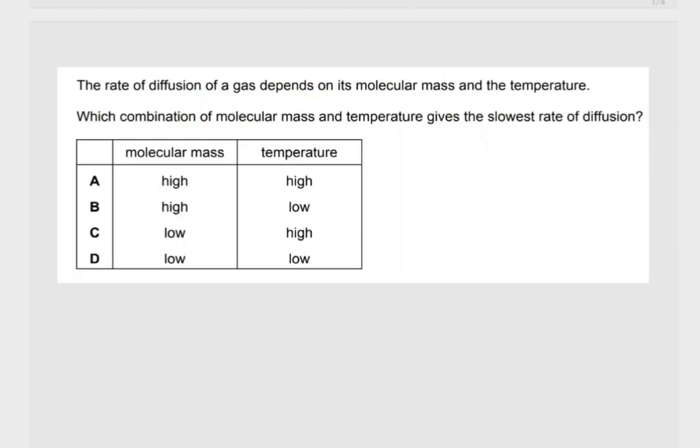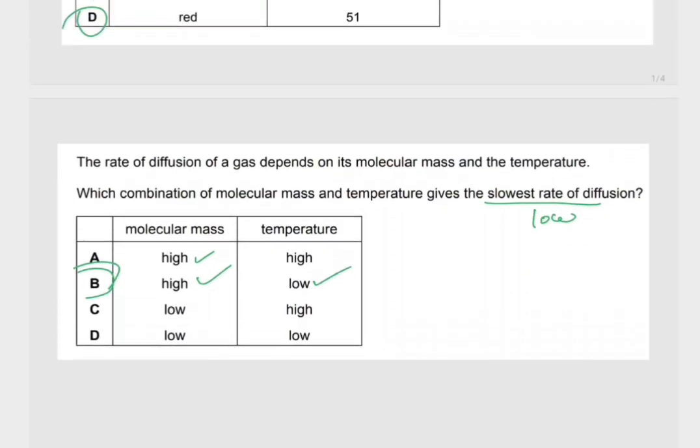The rate of diffusion of a gas depends on its molecular mass and the temperature. Which combination of molecular mass and temperature gives the slowest rate of diffusion? Slowest rate of diffusion. If you look at the molecular mass, the higher the mass, the slower the diffusion. So it should be high for a slow diffusion. And temperature for a slow diffusion should be low. So B is the answer.